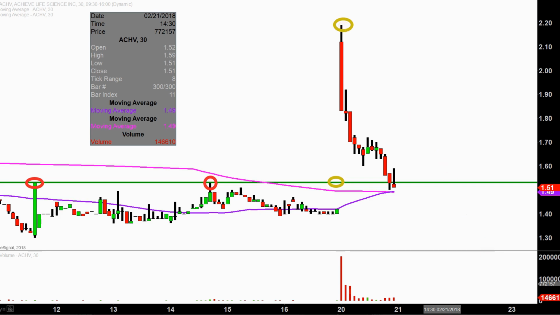The price goes back to where it started, or in some cases lower. So again, where did it all start? Right here at this green line. Where did it close? Basically right at that green line.